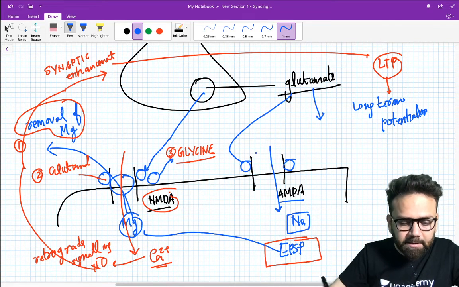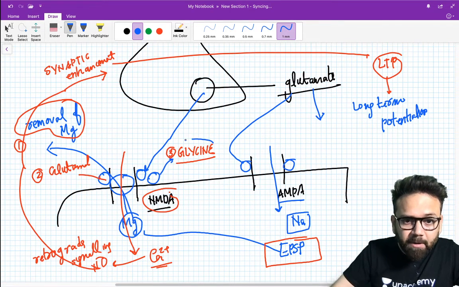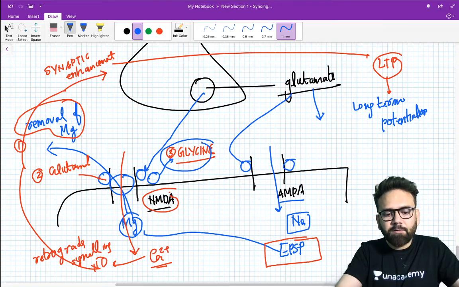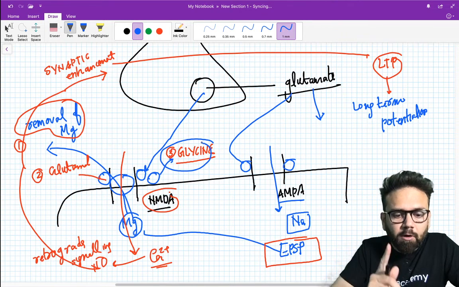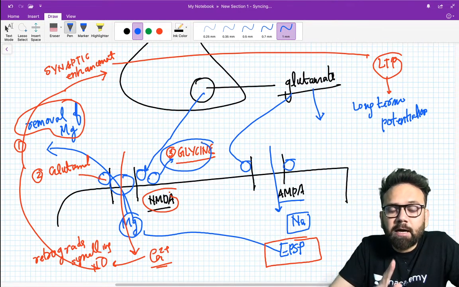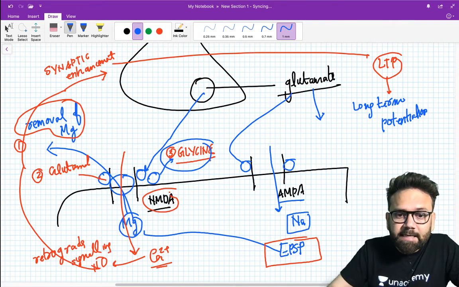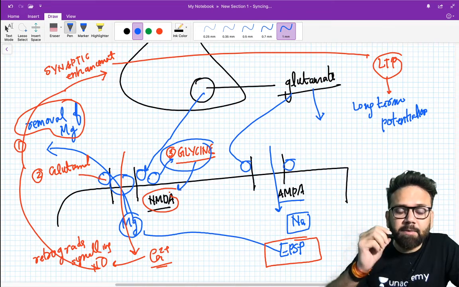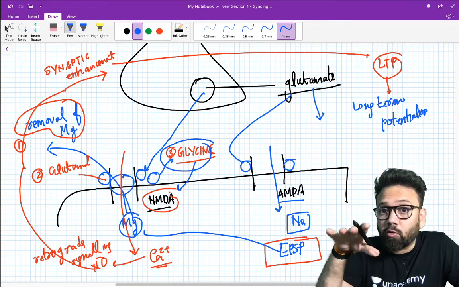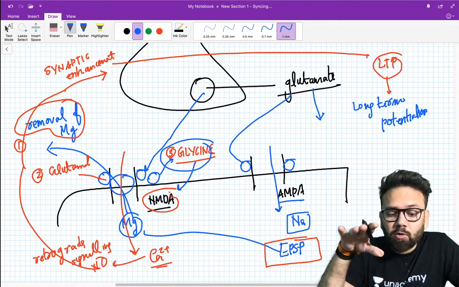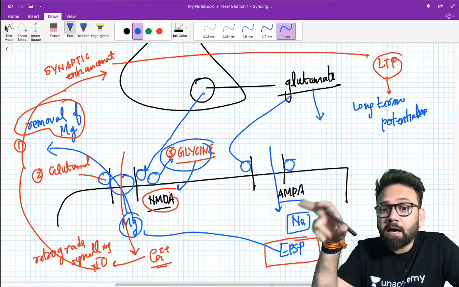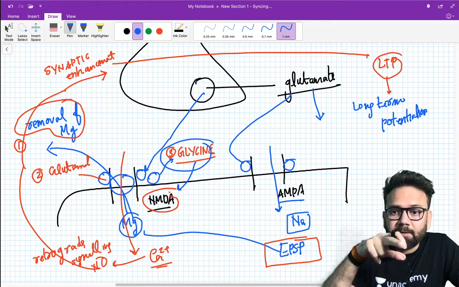Yes, Anush Kumar Baghel, attachment of glycine. See, there are three requirements: removal of magnesium blockage, attachment of glutamate, and attachment of glycine. Glycine is needed to activate NMDA. That is why glycine has dual role. One role is inhibitory, other role is to excite NMDA.